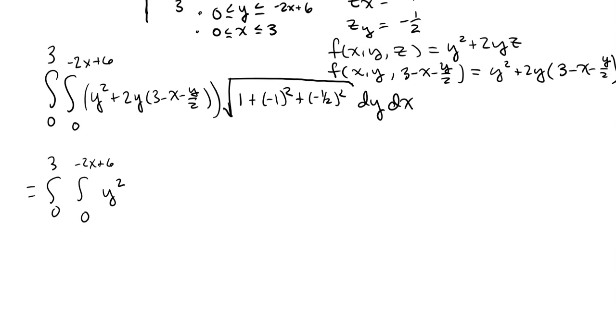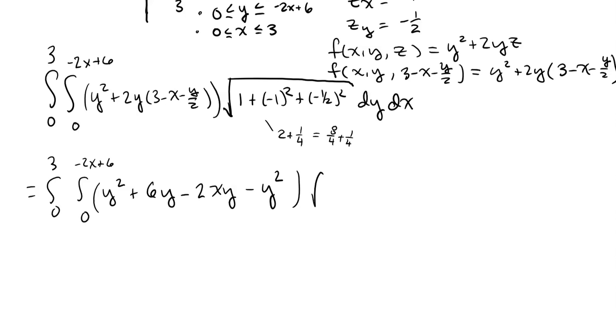Simplifying the inside, we're going to get y squared plus 6y minus 2xy minus 2y times y over 2, which is just going to end up being y squared. And then we've got all of that times the square root of 1 plus 1 plus a fourth. So we've got 2 plus a fourth, which we can look at as being 8/4 plus a fourth, which is going to be 9/4 in that square root.